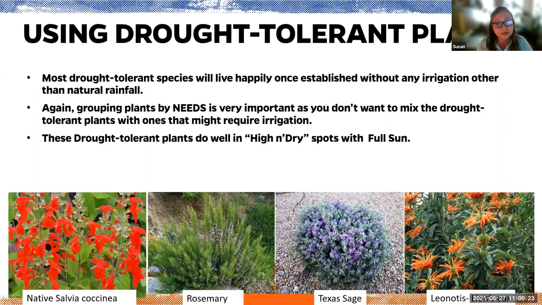So we talked a little bit already about using some drought tolerant plants. These will be plants that live happily without any additional irrigation other than the natural rainfall that we get. This has been a very unusual month. May is our anomaly month where we get pretty much zero rain, and that's very typical. But for the rest of the year, we do tend to get really regular rainfall all the time.